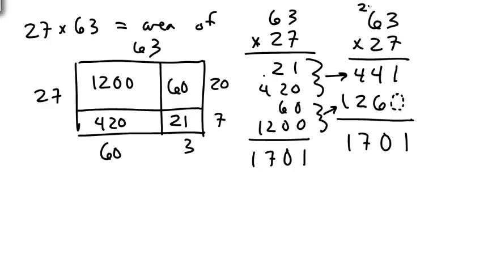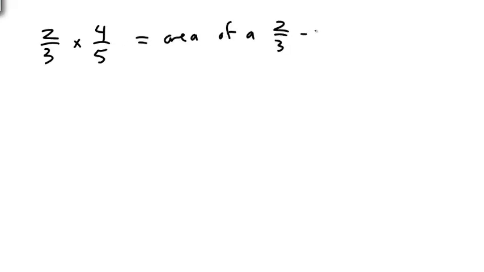I think this picture helps explain it a lot. In fact, this area model helps explain multiplying fractions as well. Watch this. Let's say you want to do 2/3 times 4/5. That is the area of a 2/3 by 4/5 rectangle.